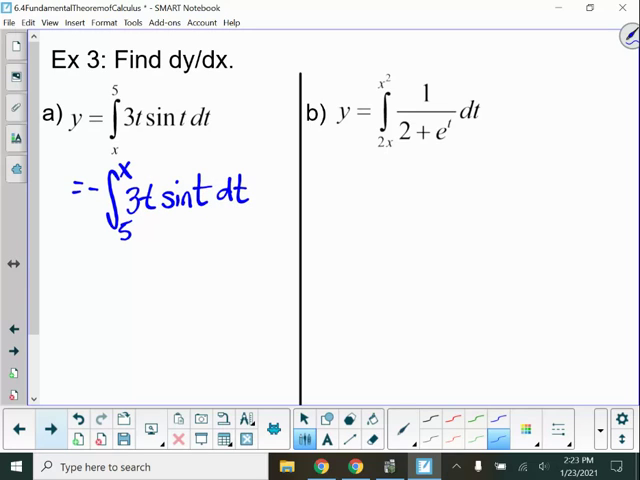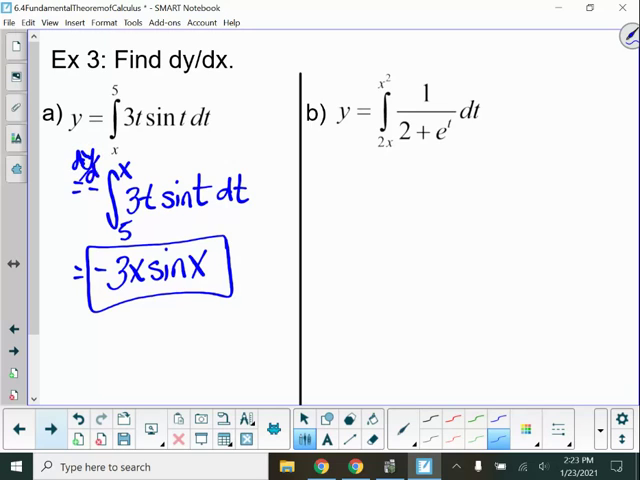And then I can use my rule. I can plug in the x. I'm going to have the negative out in front there, so this is negative 3x times sine of x. And that's all I have to do for that one, because again, I'm taking the dy dx of both sides.